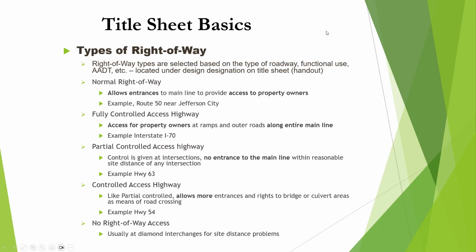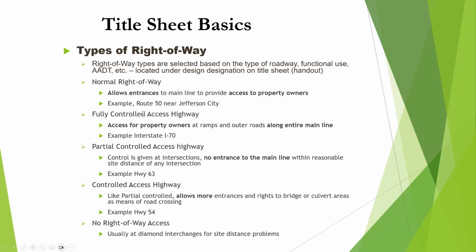If we go below that, then you get to the types of right-of-ways that are out there. And usually what you'll see on a title sheet is what they're using. You won't see extras, but these are kind of the types of right-of-ways that we have. The right-of-way types are selected based on the type of roadway, functional use, AADT, located under design designations on the title sheet. Okay, so you have normal right-of-way, which allows entrances to mainline to prevent access to property owners.